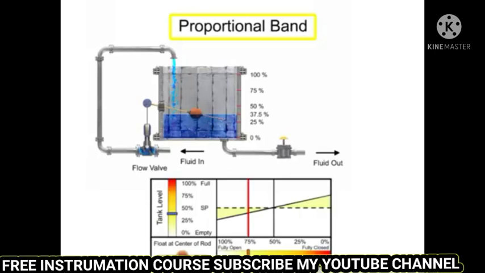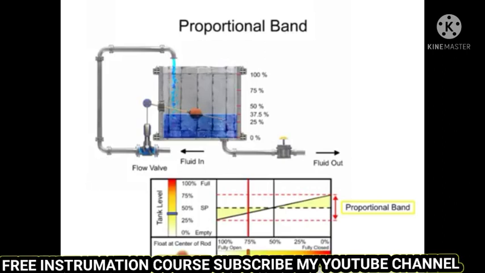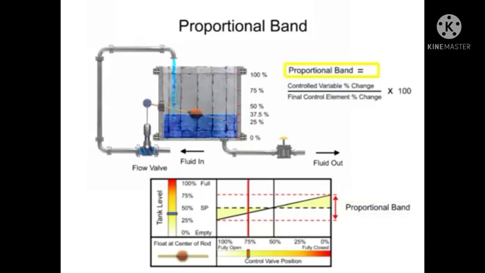Proportional band is defined as the percentage of change in the controlled variable which causes the final control element to go through 100% of operating range. Proportional band is calculated by dividing the controlled variable percent change by the final control element percent change multiplied by 100.